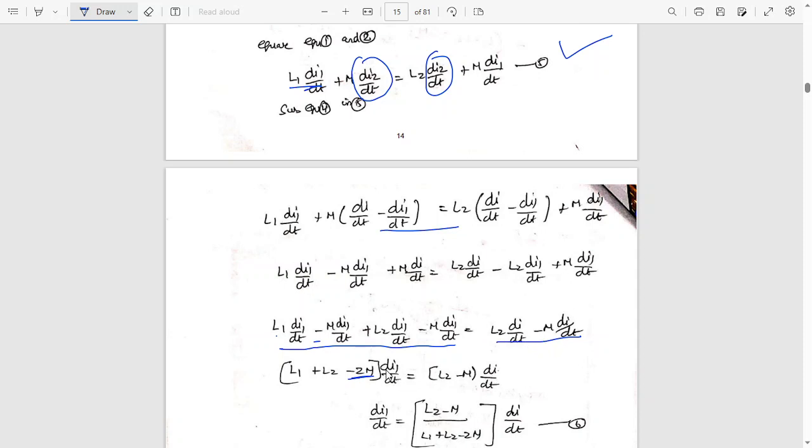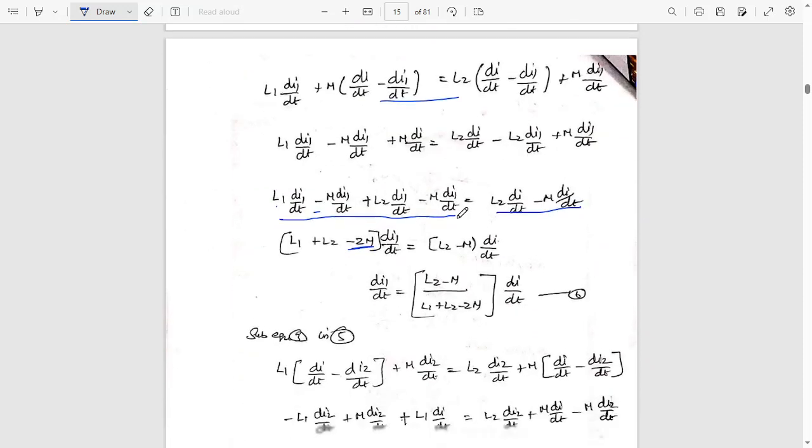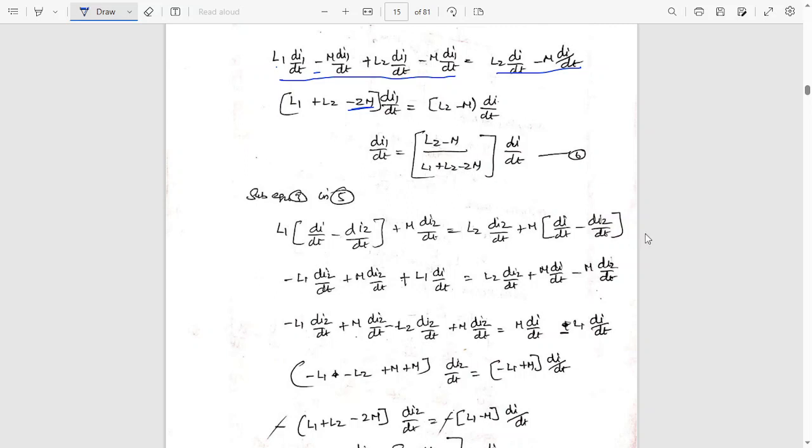So now I can write di1 by dt is equal to L2 minus M by L1 plus L2 minus 2M, taking this to the right hand side, times di by dt. I consider this as equation number 6.